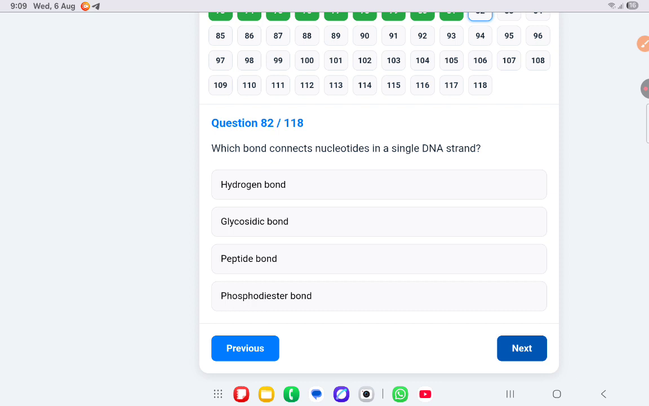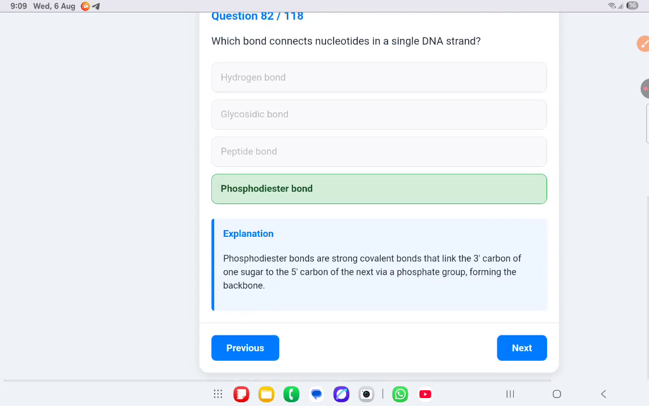Next, which bond connects nucleotides in a single DNA strand? Phosphodiester bond.